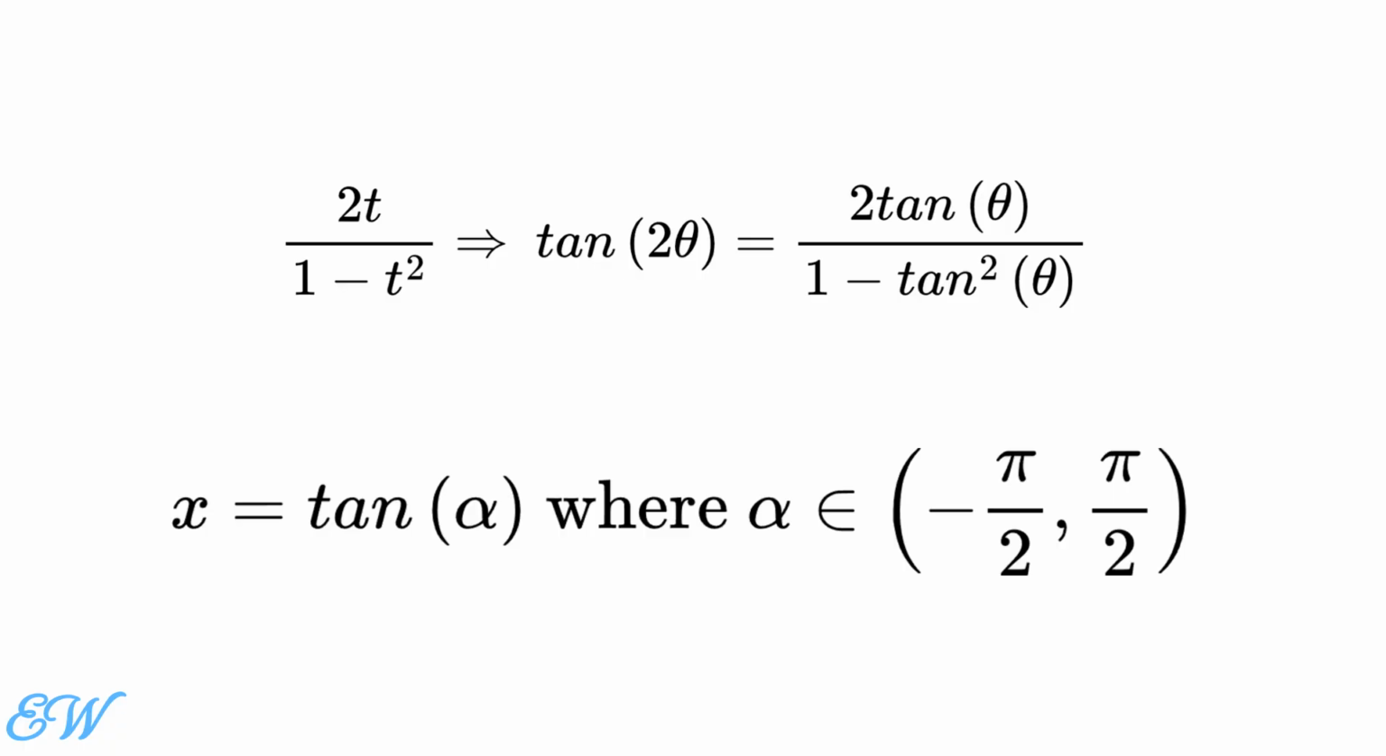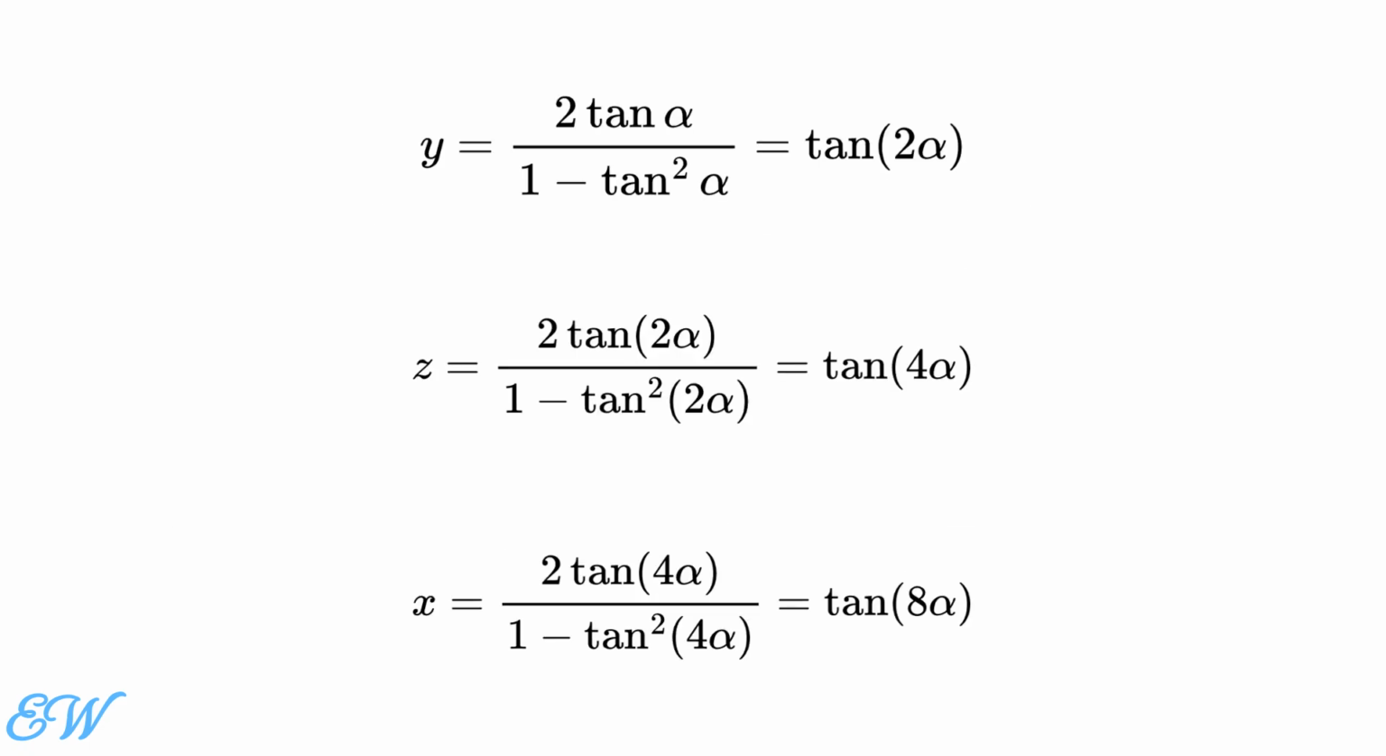And that is really similar to the formula for tan of 2 theta, which is 2 tan theta over 1 minus tan squared theta. So we can say that x is equal to tan alpha, and alpha is in between negative pi over 2 and pi over 2. So for the first equation, we can plug in that x is equal to tan alpha, and we get that y is equal to tan of 2 alpha.